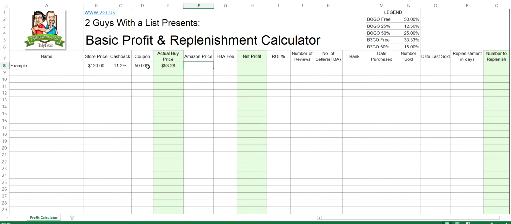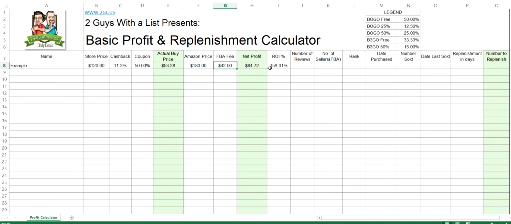Let's say in this particular case, I'm going to sell this particular item on Amazon for 180 smackaroos. Now the FBA fee for that, let's say that Amazon decided for whatever reason they were going to charge me $42 for FBA fee. Okay, so my net profit is going to be $84.72 or an ROI of 159.01%. Now these two calculations have taken into account cashback, coupons, and my Amazon fee.